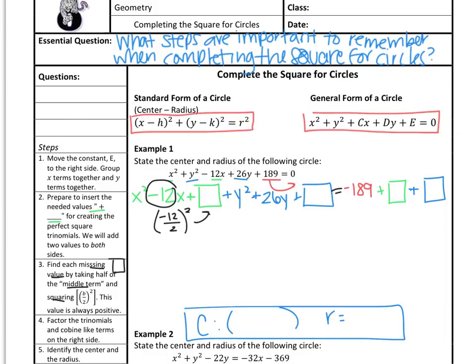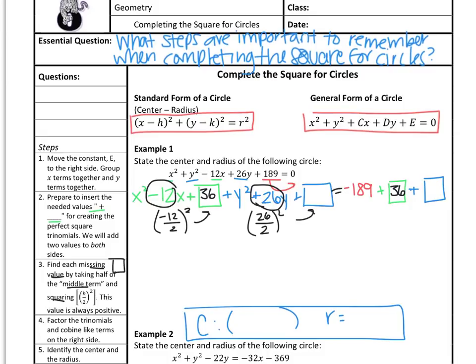Negative 12 divided by 2 is negative 6. Negative 6 squared is positive 36. It's always positive. And again, whatever I do to one side, I have to do to the other. Then I've got this 26 that's positive. I need to cut it in half and square it. This is always the process. This is called completing the square.